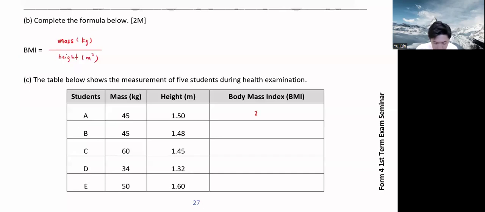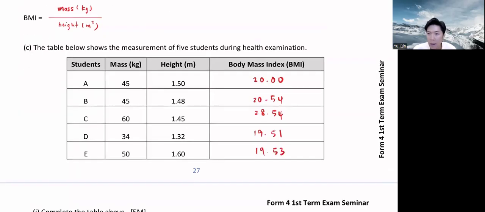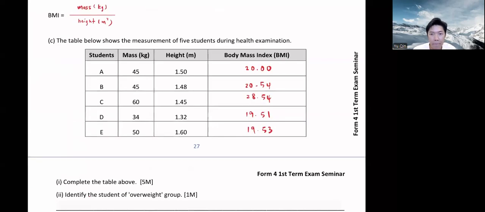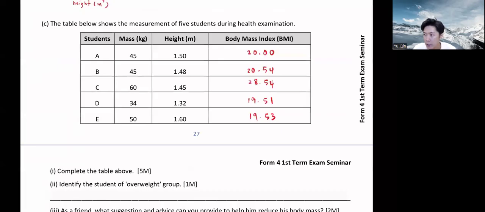So I'm just referring to the answers. So this is 20.54. This is 28.54. This is 19.51. 19.53. So round up if needed. Okay. So then refer to the box, the guidance, and you should know who is obese, who is underweight, and so on.